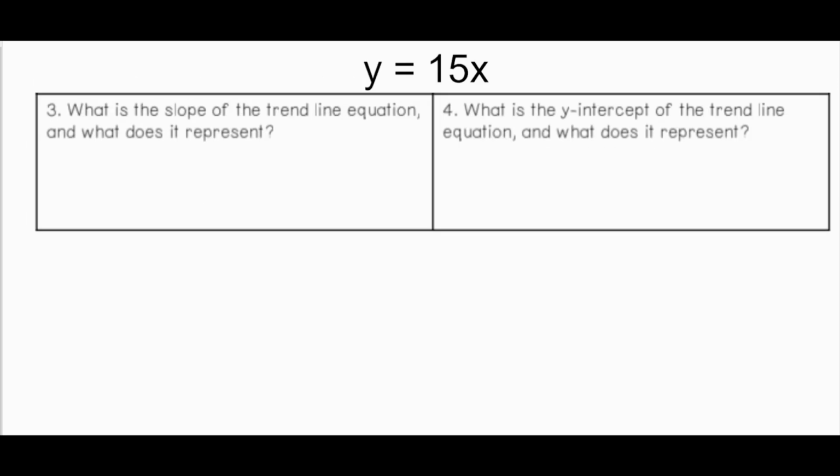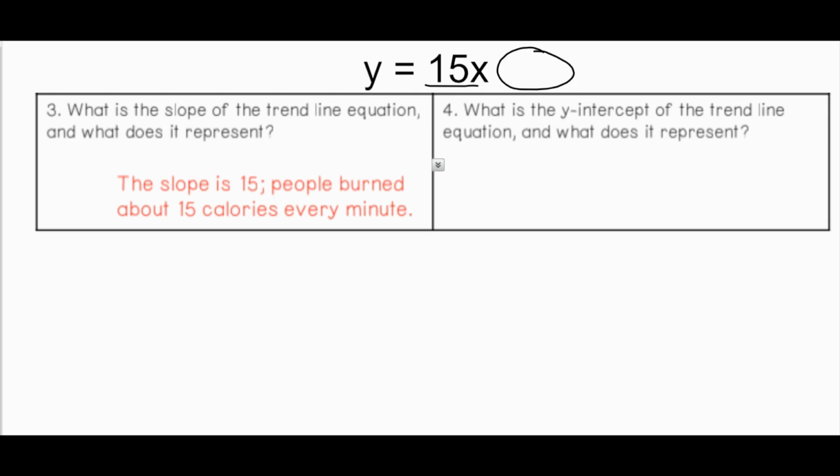Number three, what's the slope of the trend line equation and what does it represent? My slope, remember, is my m in y equals mx plus b, which was my 15. So 15 means for every minute that I work out, I'll burn 15 calories. And then what's the y-intercept of the trend line and what does it represent? Notice I don't have a plus or minus, right? There's no b value here. So that tells me if I don't work out, then I'm not going to burn any calories.